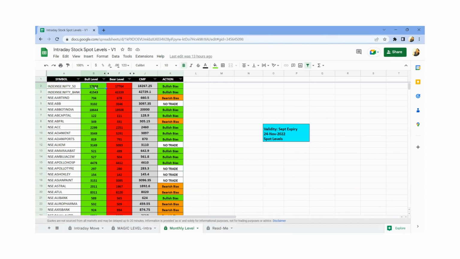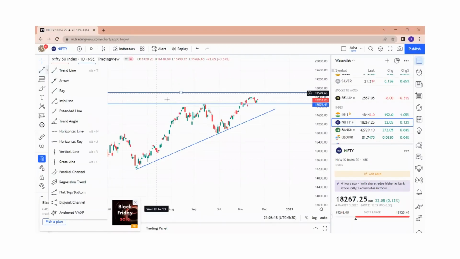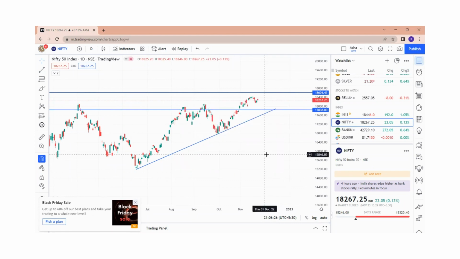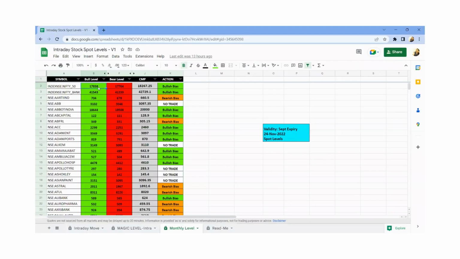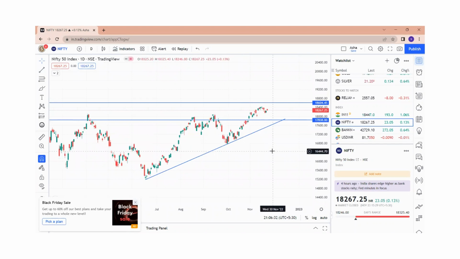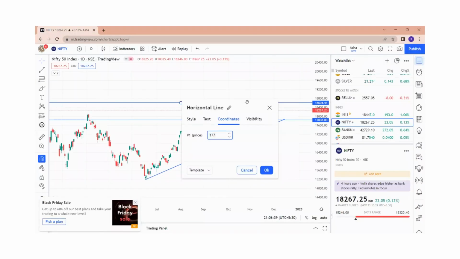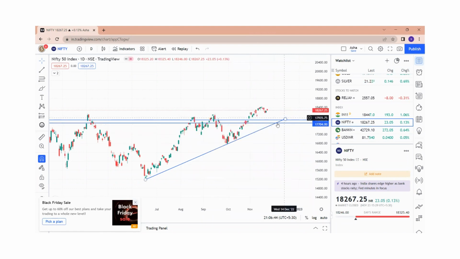So ये levels हमने monthly start of the month we share these levels. So monthly का, I'll just take the index example once. ये जो monthly का index का level था 17,838. I'm just taking Nifty. So people who want to do positional on index, आपके लिए bull level is 17,838. So if Nifty sustains above 17,838, you are a buyer in Nifty, and you are a seller only if it sustains below 17,704.